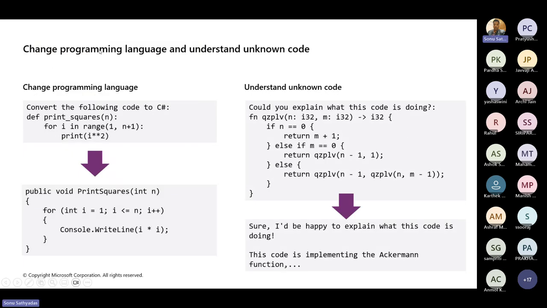Next, change programming language and understand the unknown code. So that means if you have one program code, you can tell the model, convert that code into a different language. Okay. Or you can even use this model to explain a code which is difficult to understand.